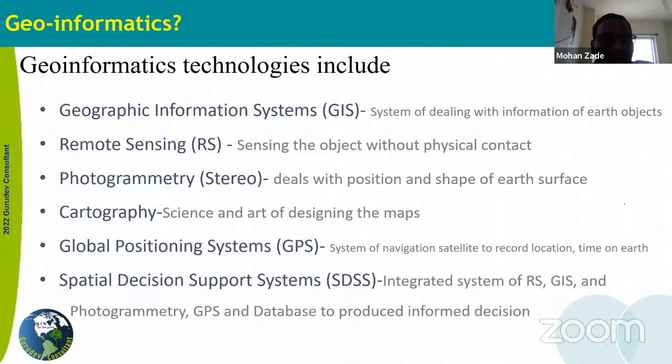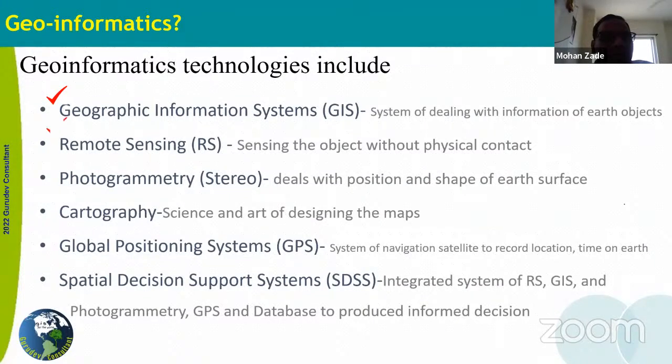And last is the spatial decision support systems. That is the integrated system. Integrated system of many branches coming together that produce informed decisions. So based on the DSS, you can make decisions for your area of interest.